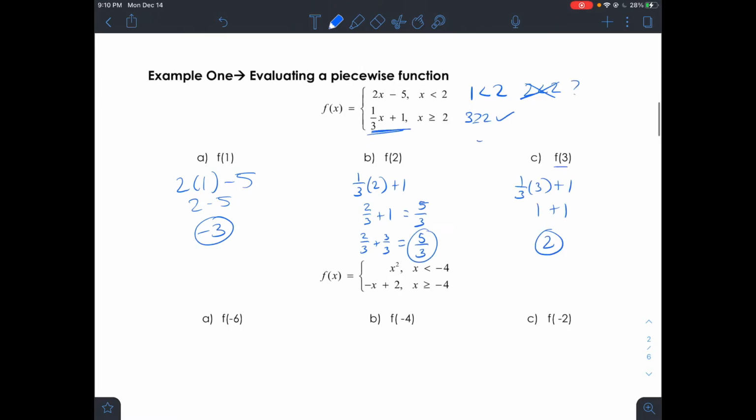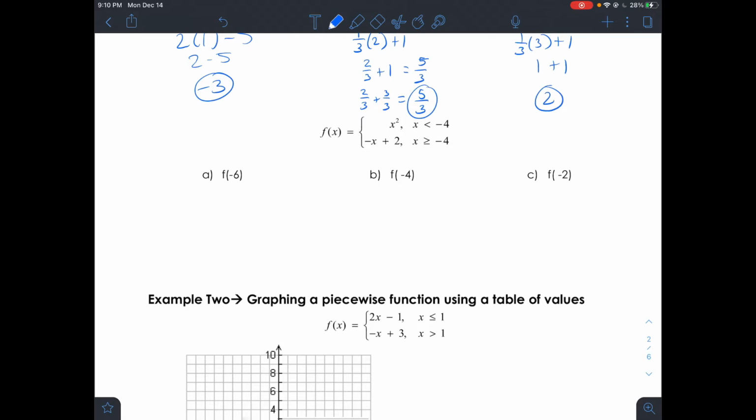So now let's go ahead. We'll try the next one. It's a different function here. We've got x squared for x values less than -4. And then we have negative x plus 2 for x values greater than or equal to -4. So again, when we plug this into the function, we have to figure out, well, which equation is going to work for -6? -6 is less than -4. Right? It's smaller than. So that tells you you're going to use this equation. So we plug that in, and we would get -6 squared, which should give us a 36.